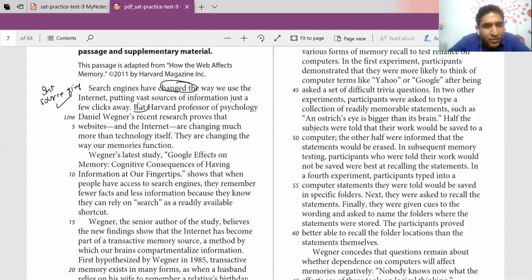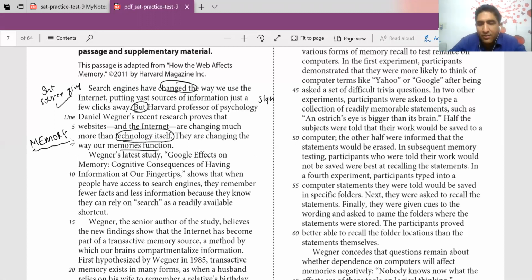Then there is a U-turn here, and as I said, there are certain signpost words. So this professor of psychology proves that websites and the internet are changing much more than technology itself. It's not just about technology; they are changing the way our memories function. So what is the impact of the internet on our memory? It is saying that the functioning of memory has changed.